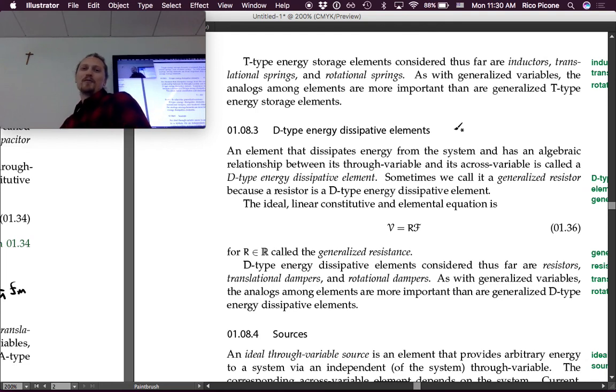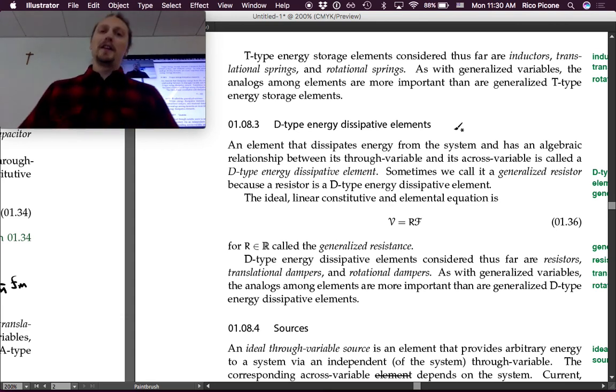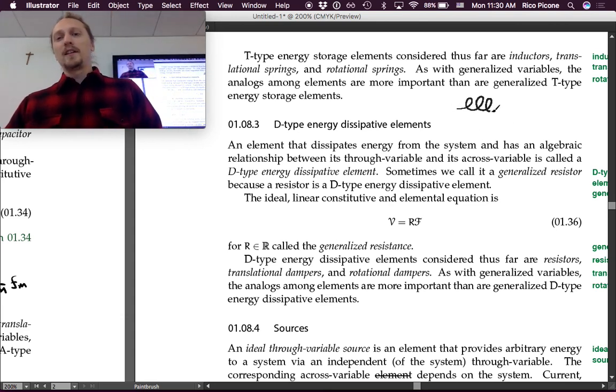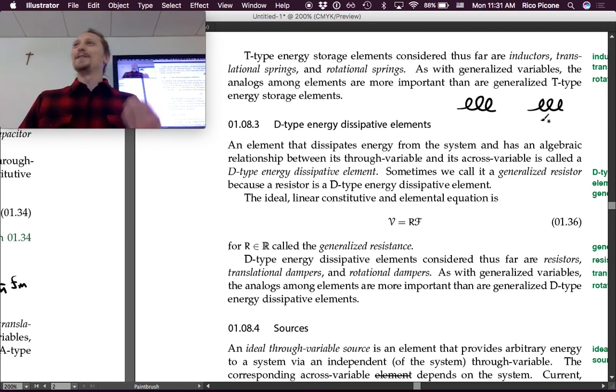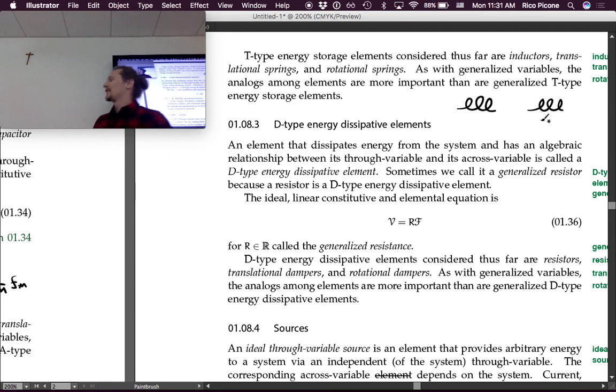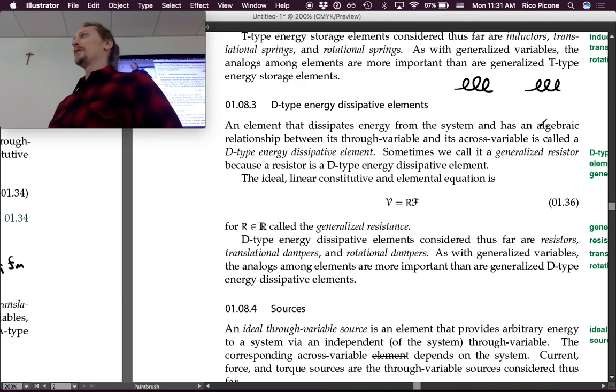All right, so the ones that we've been exposed to so far that are T-type are inductors and springs, so translational and rotational springs. These are considered to be analogous. An inductor is kind of like a spring. Conveniently, remember that the inductor looks like that in a circuit, and a spring looks like that in the schematics. So that's one easy way to remember it. The curly Q's go together. If I had made that rhyme, it would have been cool.